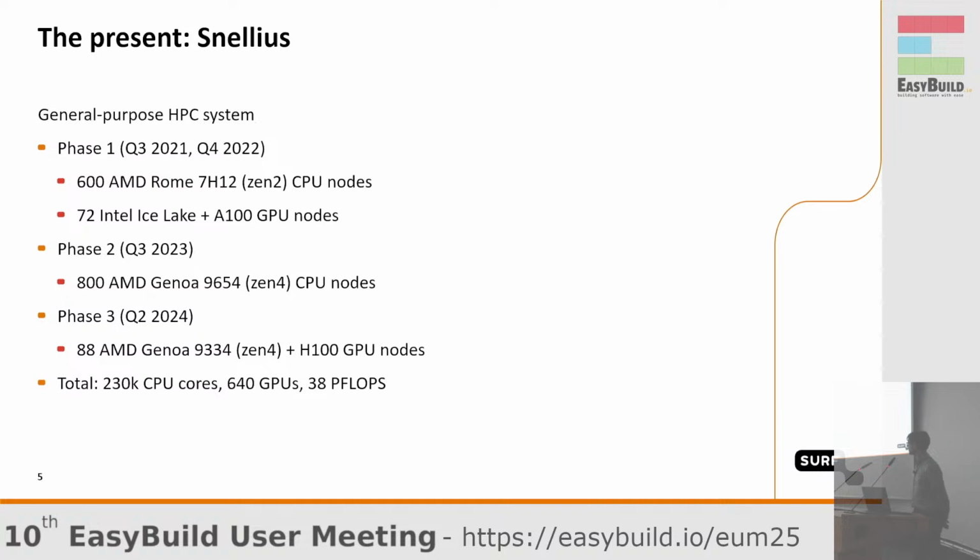So a little bit about our current system. It's a phased installation, meaning that every couple of years we get a couple more nodes. It's a general purpose HPC system. It's the national system for the Netherlands, so it needs to serve a wide variety of scientists. So we have both CPU and GPU nodes in there. And because it's a phased installation and because we have CPU and GPU nodes, it's a mix of architectures. That's our first challenge, that we want to build for all of these architectures.